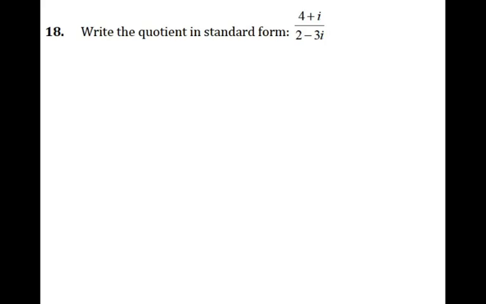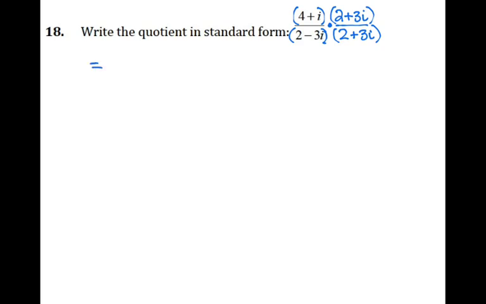For number 18, we want to write the quotient in standard form. So what we need to do is rationalize that denominator. So we're going to multiply by the conjugate of the denominator. So my denominator is 2 minus 3i, so its conjugate is going to be 2 plus 3i. So your job at this point is to multiply all of this out. But again, you're more than welcome to use a calculator if you want to.